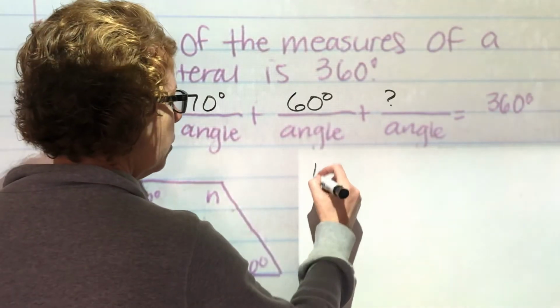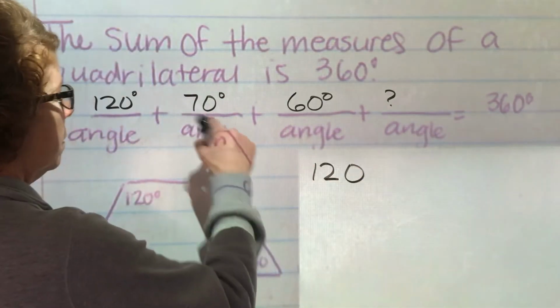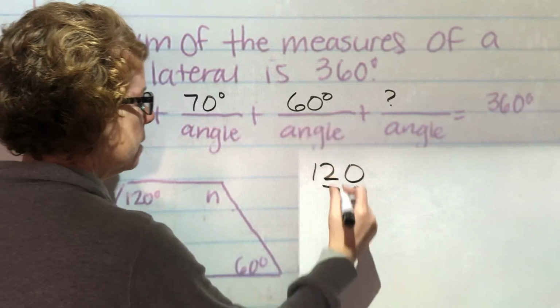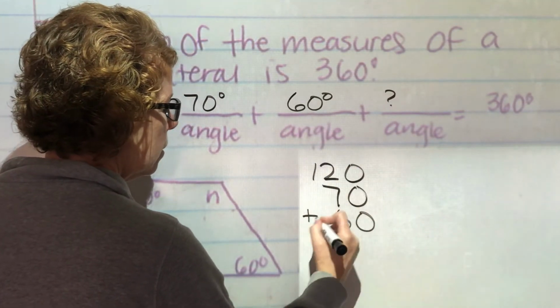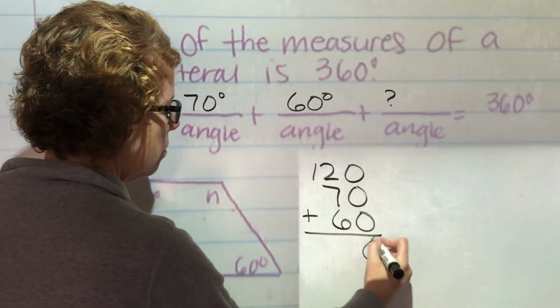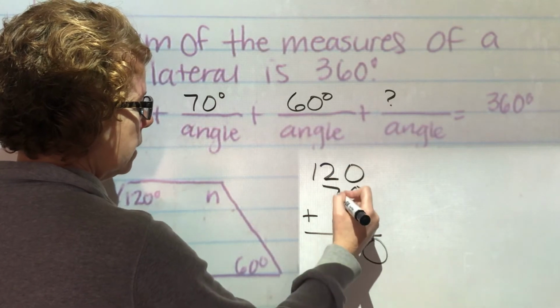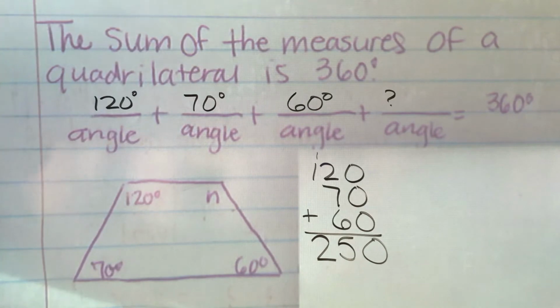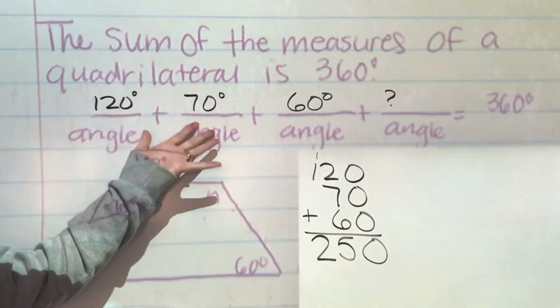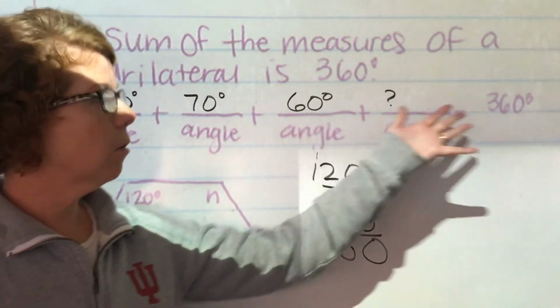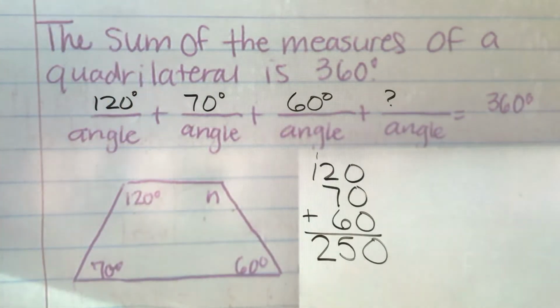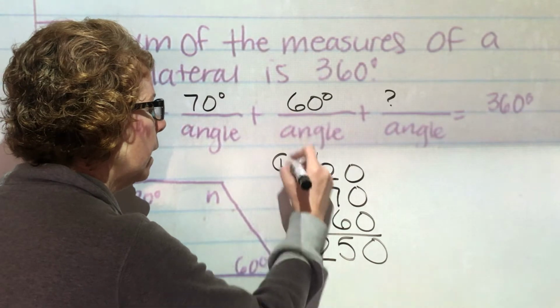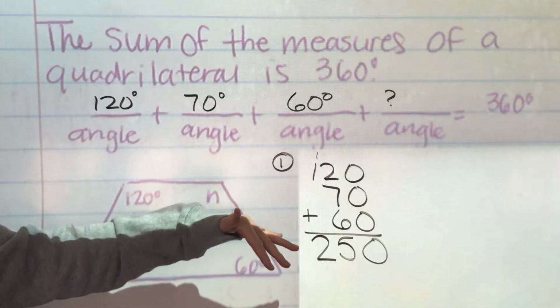We're going to add up 120, 70, and 60. 0, 0, 0. 6 and 2 is 8, plus 7 is 15. So I have 250 so far. And I know that angle plus angle plus angle plus angle is always going to equal 360. So step 1, I know I always have to add up the angles I already have.